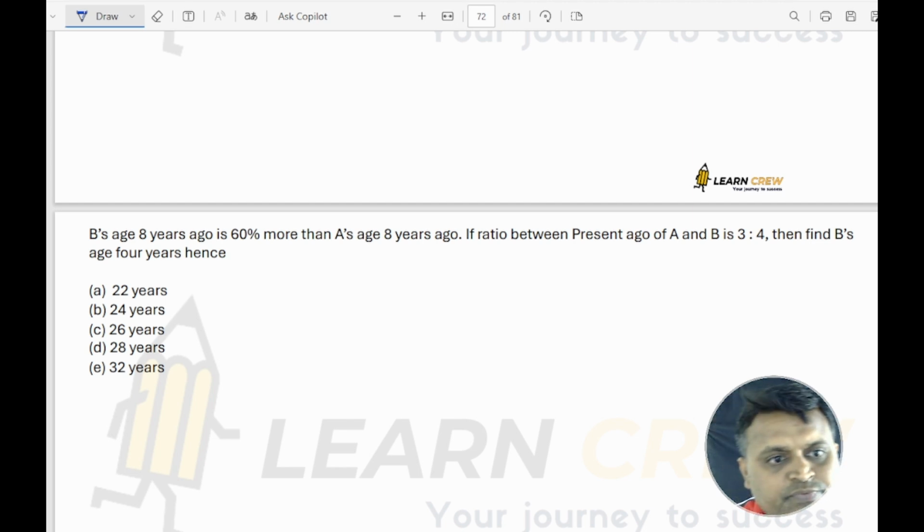Now the word-based questions we have entered into. B's age 8 years ago is 16% more than A's age 8 years ago. Present age of B is b. 8 years ago, it is b minus 8. 16% more, 116%, so 1.16 times A's age 8 years ago.